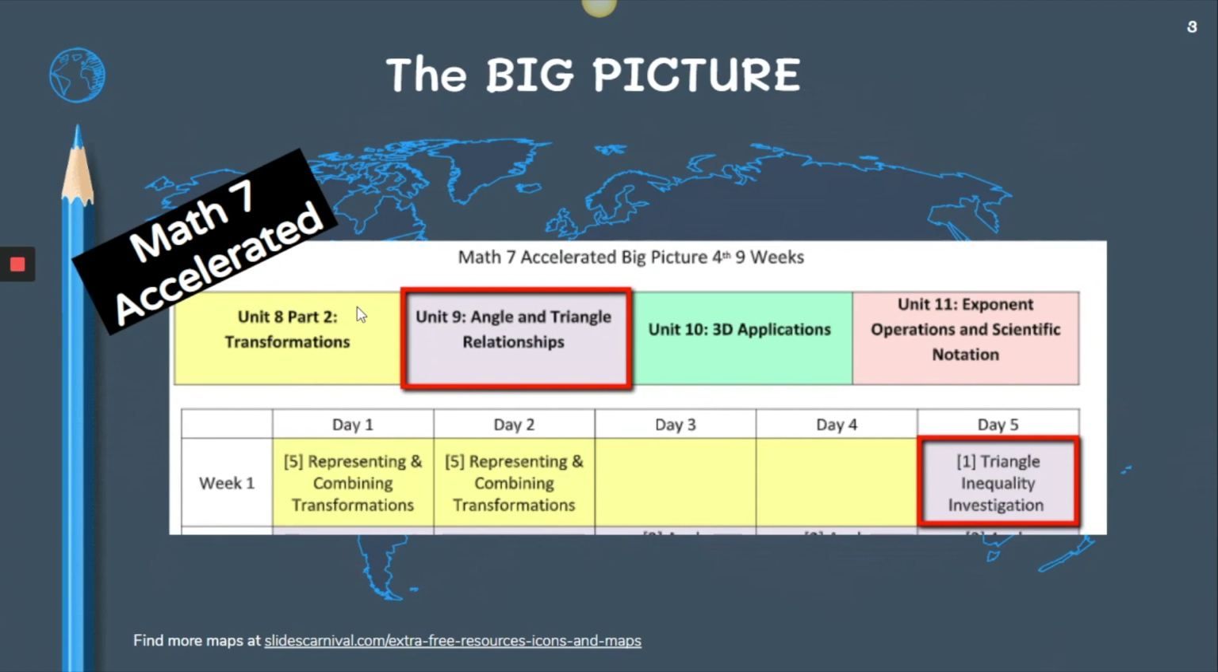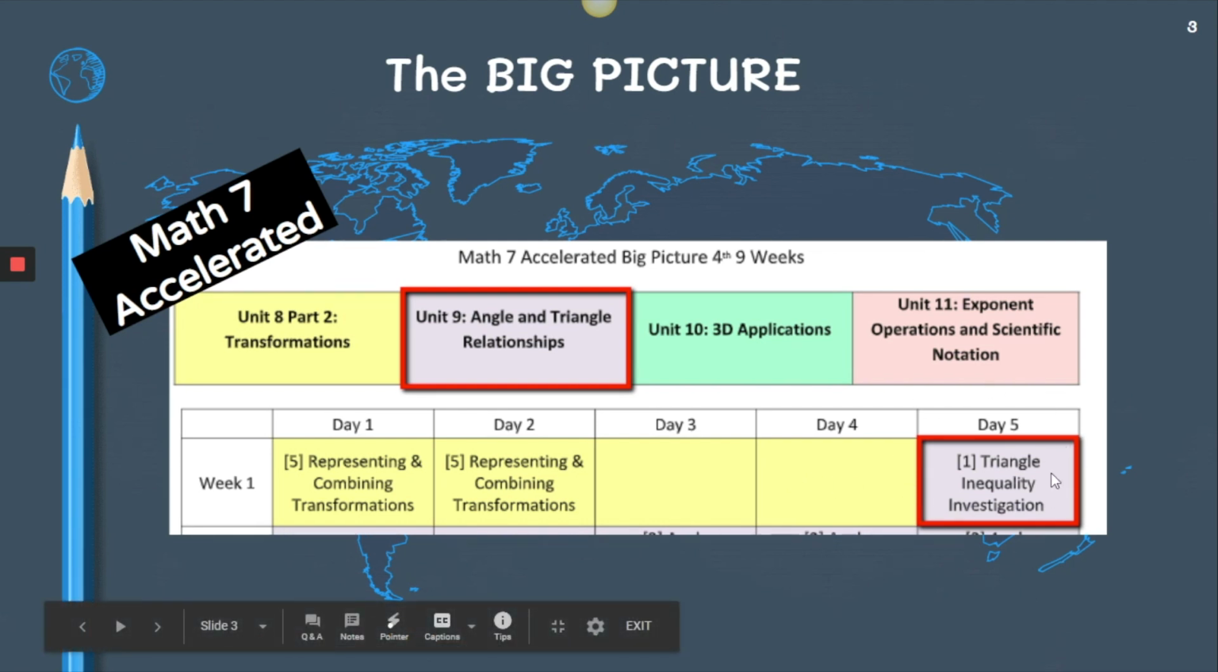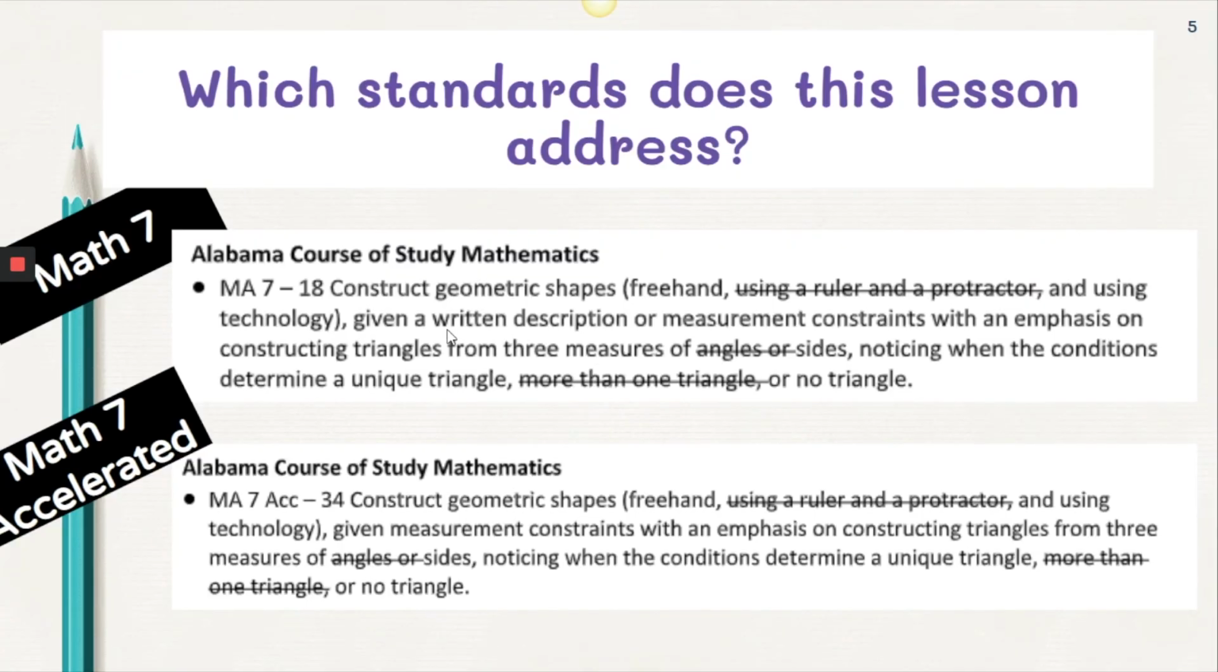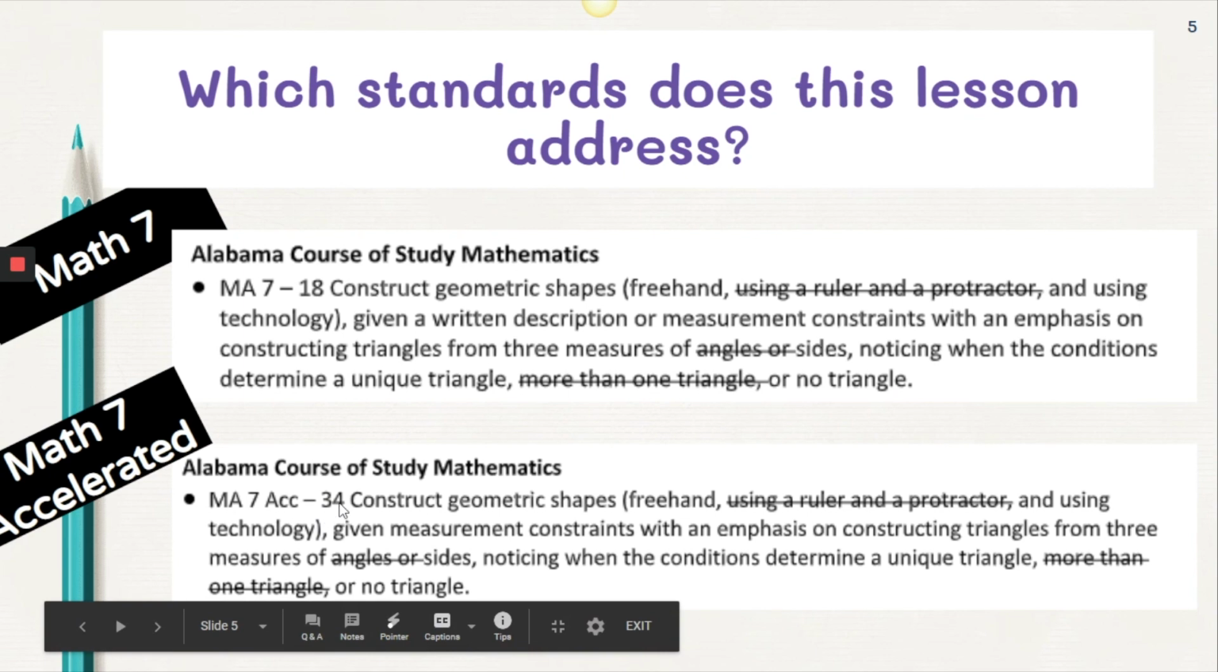This lesson is also taught in Math 7 Accelerated, fourth 9 weeks, Unit 9. However, for Math 7 Accelerated, this lesson is given 1 day of instruction. So, if you're interested in those standards, helpful teacher tips, and presentation strategies, we can take a look at the scope and sequence. Just as I said before, you can see that this lesson is taught in both Math 7 and Math 7 Accelerated. In Math 7, it is Standard 18. In Math 7 Accelerated, Standard 34.